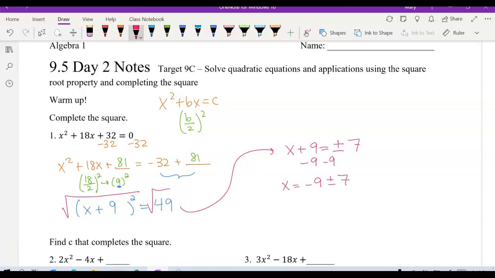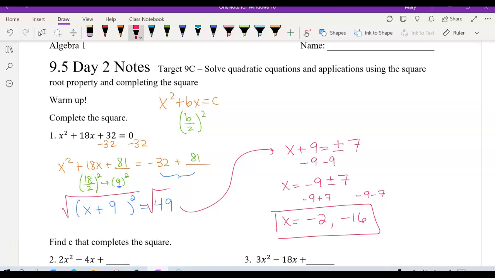And then if it's a nice answer like this, where they're both integers, we can go ahead and add them together, negative 9 plus 7 and negative 9 minus 7, to figure out what our two solutions are. So we get negative 2 and negative 16 as our two solutions.